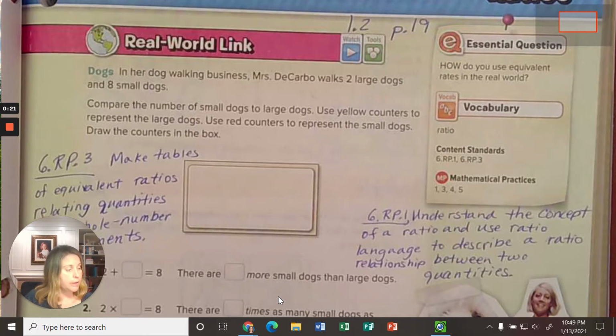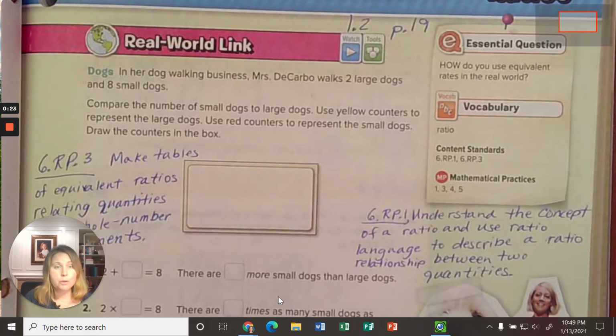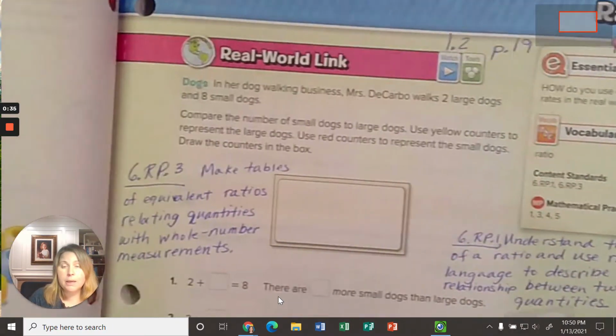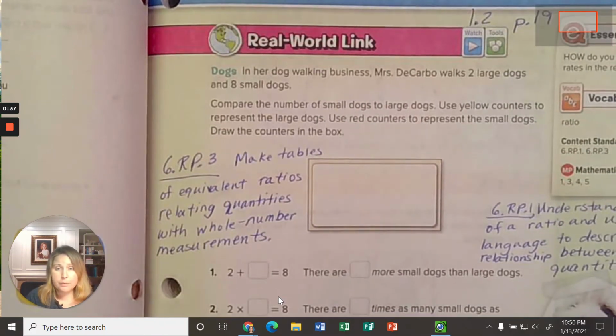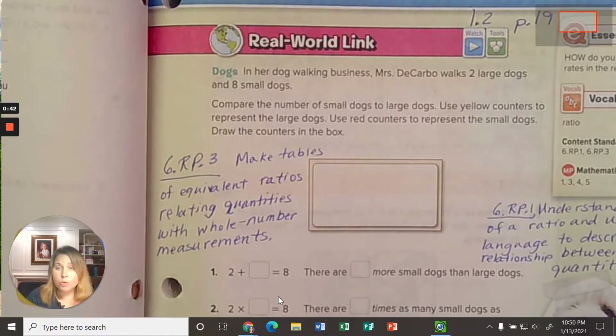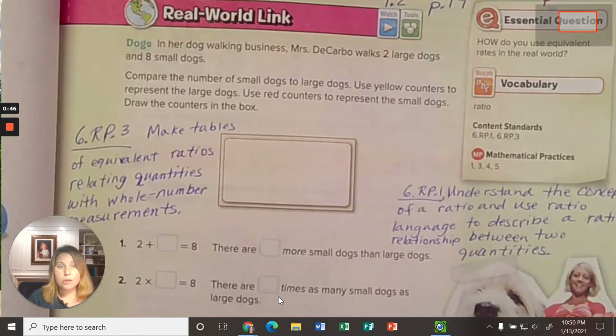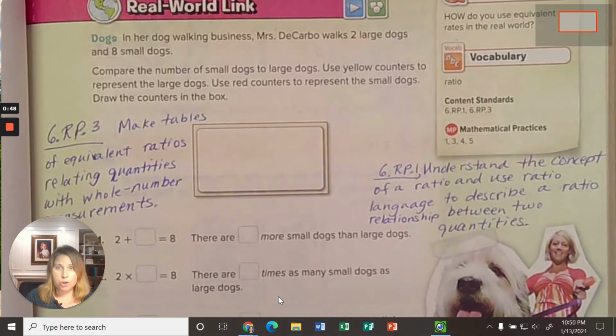So standard 1 says that our goal is that we will understand the concept of a ratio and use ratio language to describe a ratio relationship between two quantities. And the second standard that we're working with today is make tables of equivalent ratios relating quantities with whole number measurements. So understanding ratios and then using tables to help organize ratio relationships.